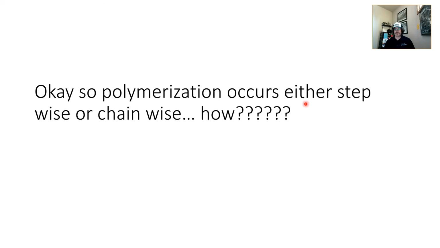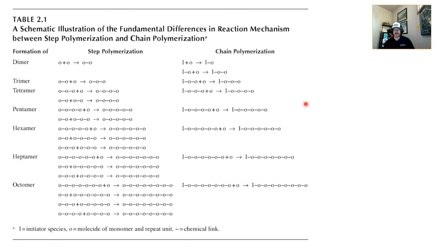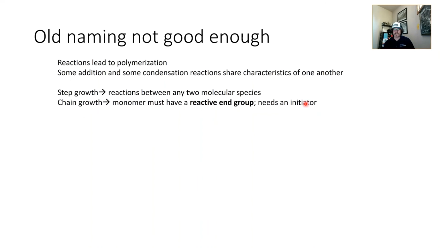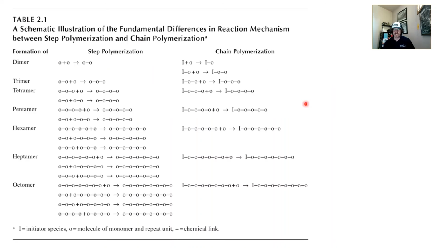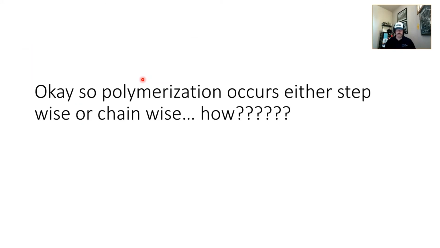So polymerization is either stepwise or chainwise. We have the stepwise polymerization, reactions between any two molecular species. Chain growth, again, you have to have a reactive end group. It needs an initiator. So we have this one molecule, this reactive end group. We don't have any reactive end groups here. So that's the difference between step and chain polymerization.